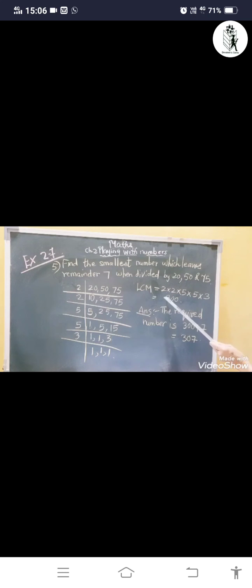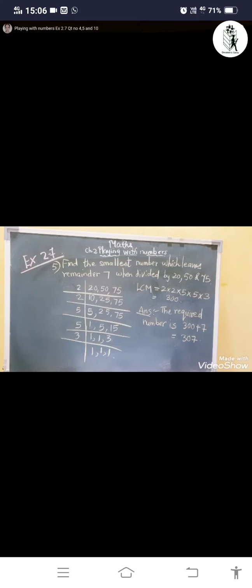So in LCM what we do is, we write the required number is 300 plus 7. In HCF we subtract before finding the HCF. In LCM we add the remainder after finding out the LCM. So the required number is 307. Okay, so this is the biggest difference. You just have to go through the videos where we find HCF by a similar method, and then again watch this video, and then you will come to know the big difference.